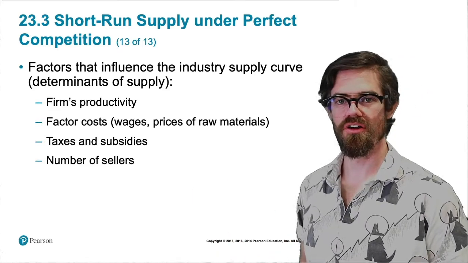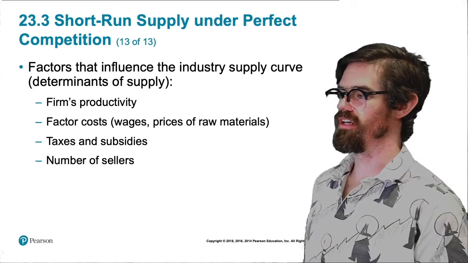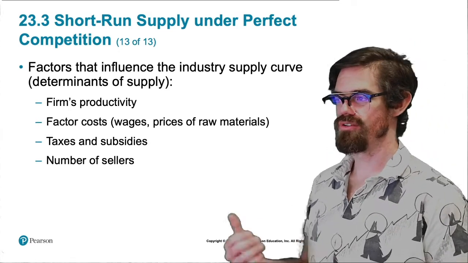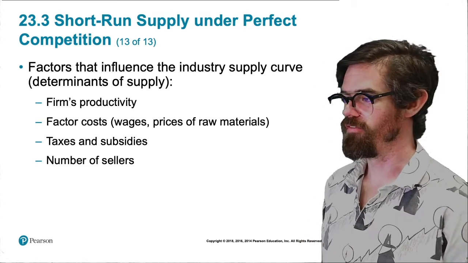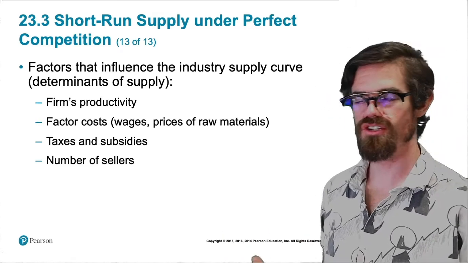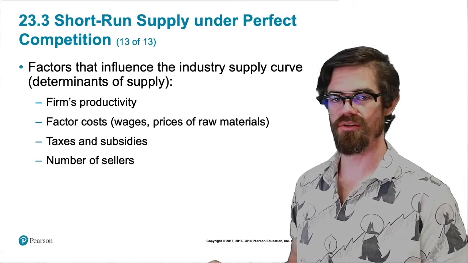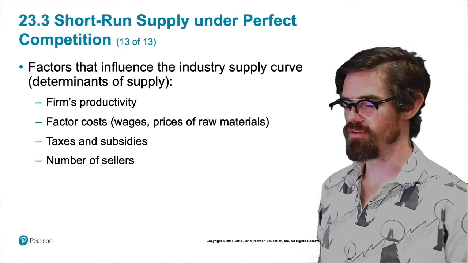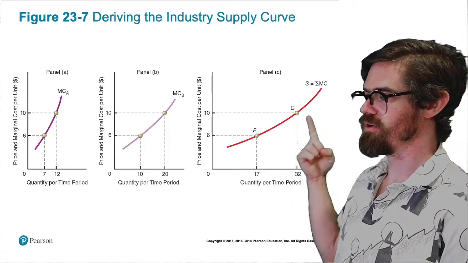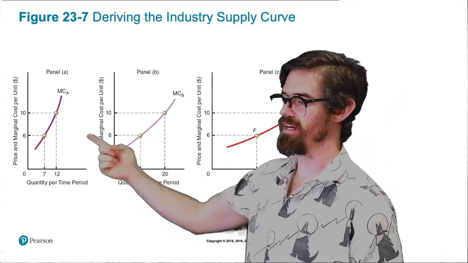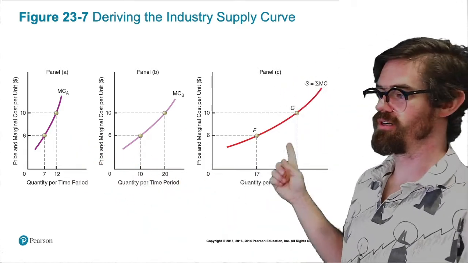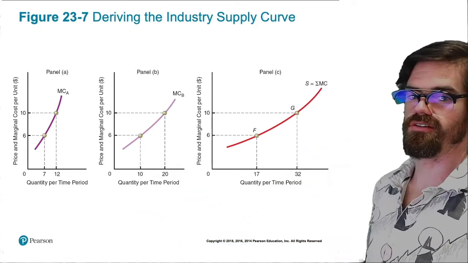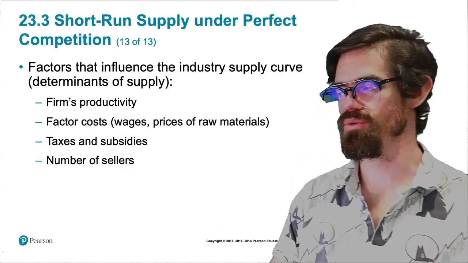And as you should recall, hopefully from chapter 3, the factors that can influence industry supply are things like the firm's productivity, which is related to costs, factor costs, so the price of wages, the price of raw materials, in other words, the price of inputs. Also taxes and subsidies, as well as the number of sellers. Because if this is how we get to market supply by adding up firms, the number of firms is going to determine this. If we have more firms, then supply is going to increase and get pushed out to the right. Okay, so that should be some review for you.